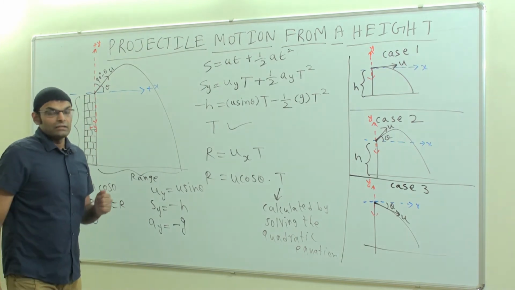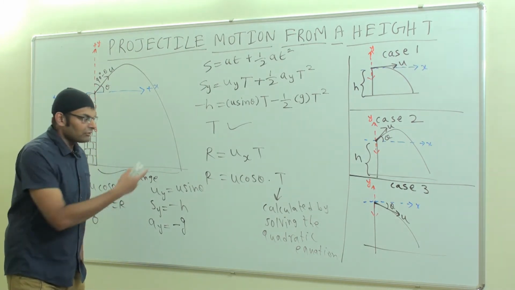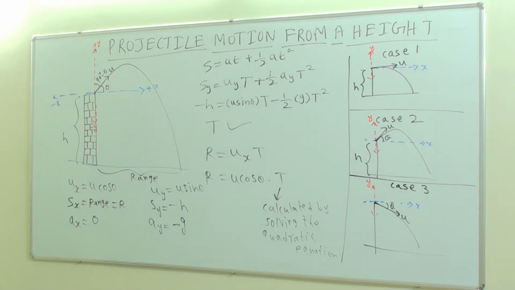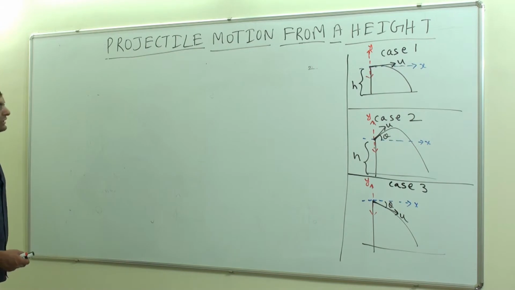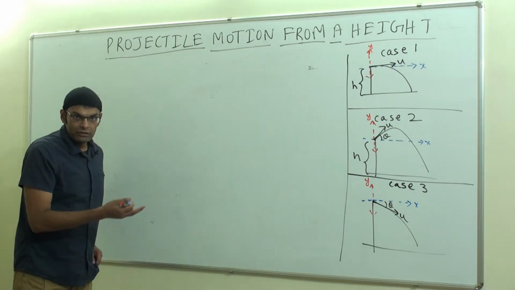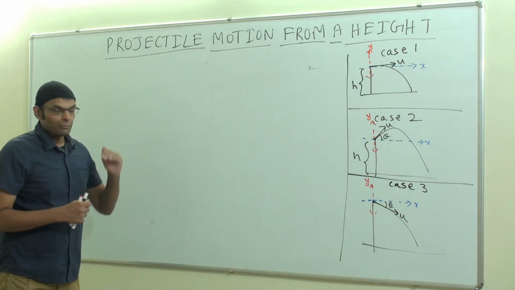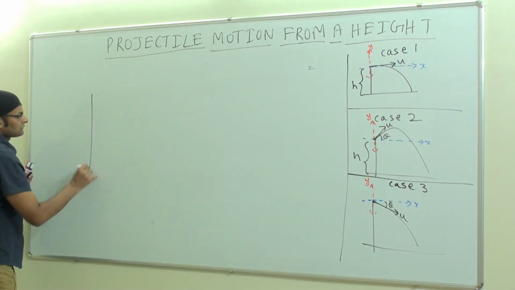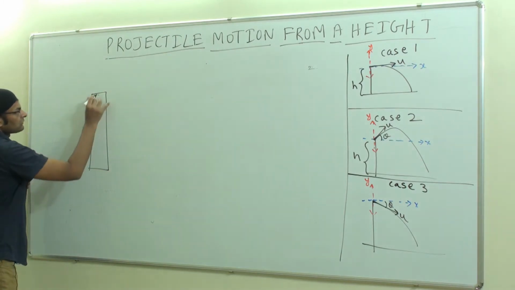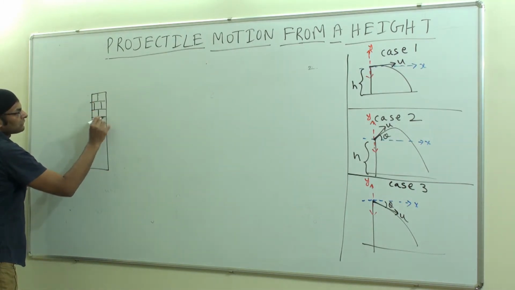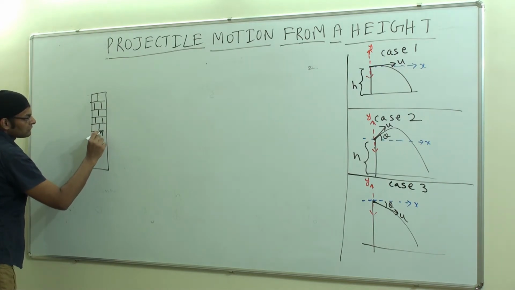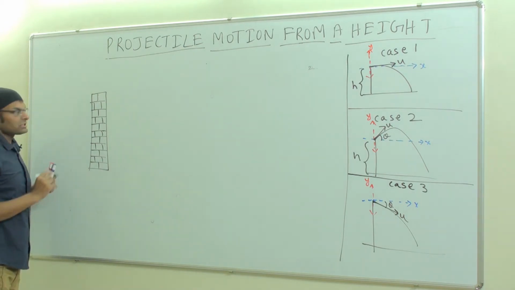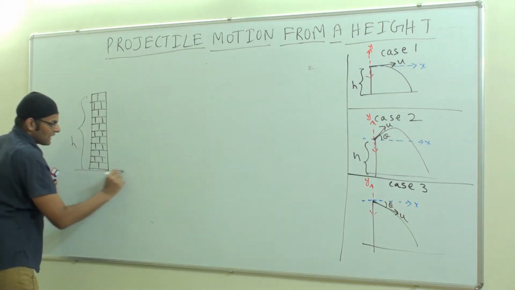Now let's see case 3, how to solve it, and it's quite similar to this format. Let's solve it. In case 3, what we are going to do is take a tower. From the top of the tower, we'll be throwing a ball in the downward direction. Let me draw the tower first. So this is the tower of height h, and this is the ground.